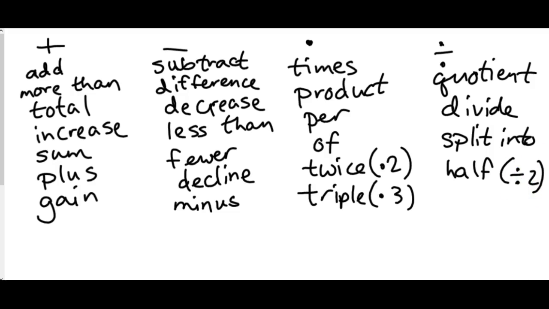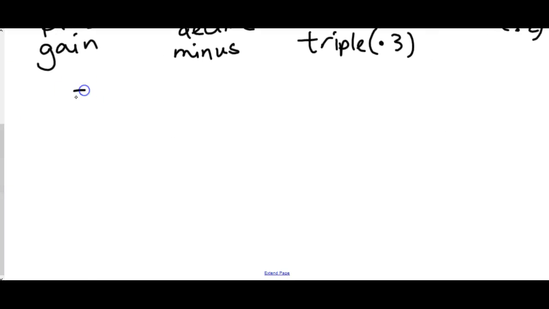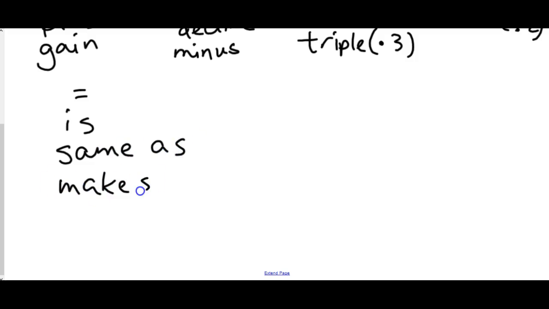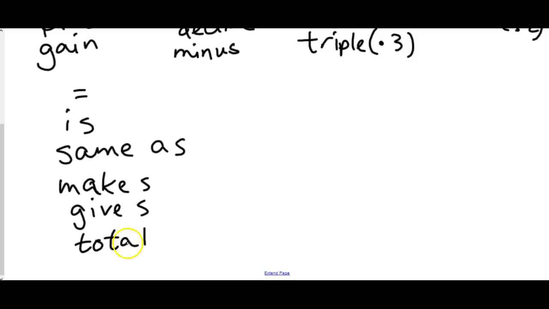Now when we do get to work with equations, we need to know words for equals. We can use is, same as, makes, gives. And you can also use total. Notice total was also on the addition list. It can be a little ambiguous. You have to look at the context to know whether it means equal sign or plus.